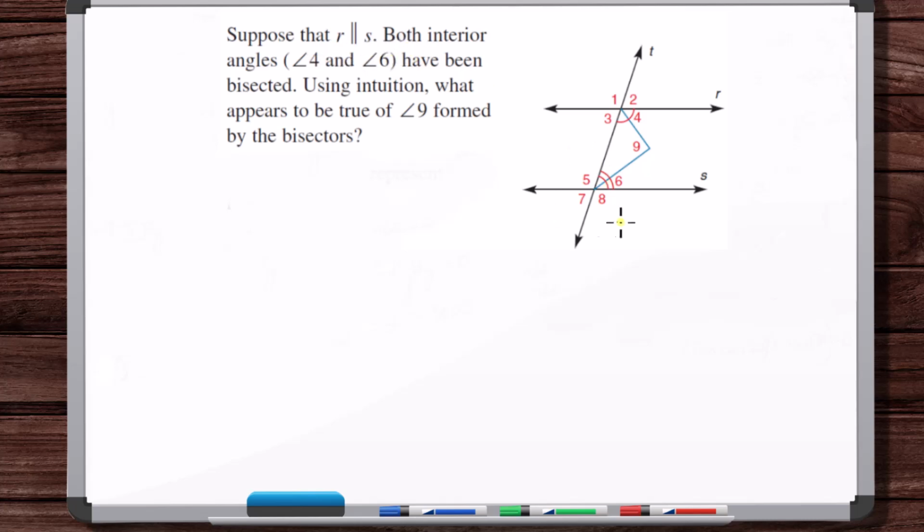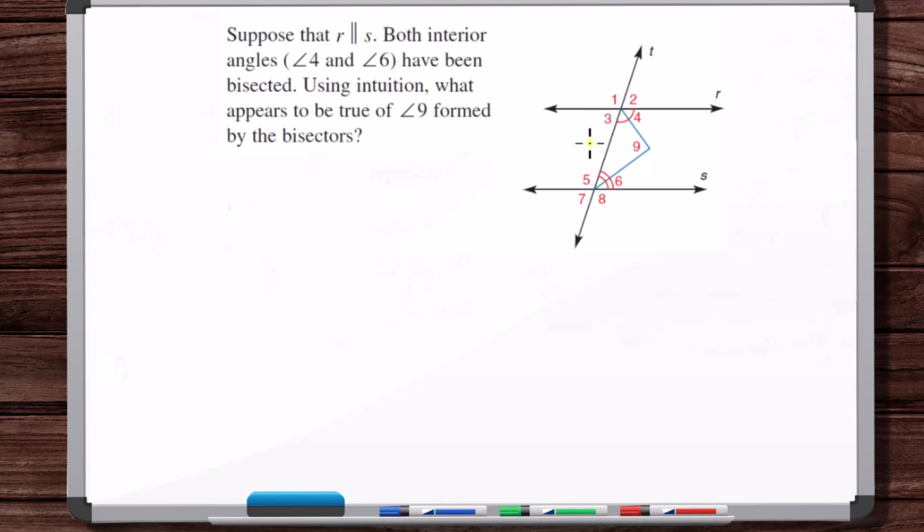Okay, R is parallel to S, and then we've got this transversal we can see here. Both interior angles 4 and 6 have been bisected. Using intuition, what appears to be true of angle 9 formed by the bisectors? Okay, so we've got these two parallel lines cut by a transversal. So now all of those theorems about these special angles apply.